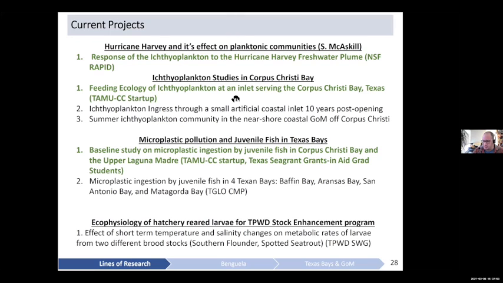Then locally, we have a small boat available where we do ichthyoplankton studies around Corpus Christi Bay. Texas has lots of shallow bays with vast seagrass and oyster reef habitats, and very important nursery grounds for several species of fish, many sciaenids. I think in Namibia and South Africa, the dusky kob is a sciaenid, right? So relatives to the kob here. So we looked at ichthyoplankton ingress through a small inlet, and the food web during that passage of the inlet, and a new project just started now.